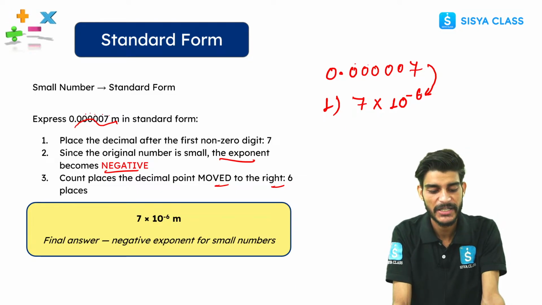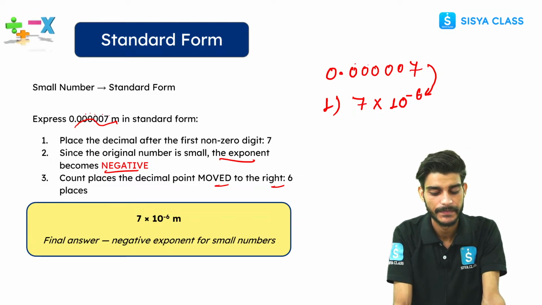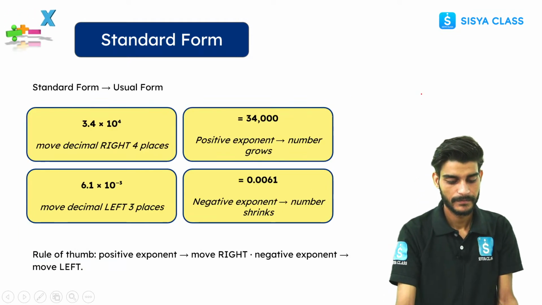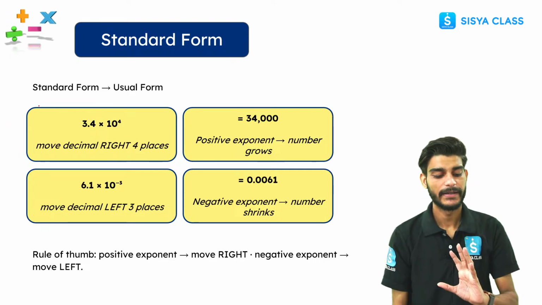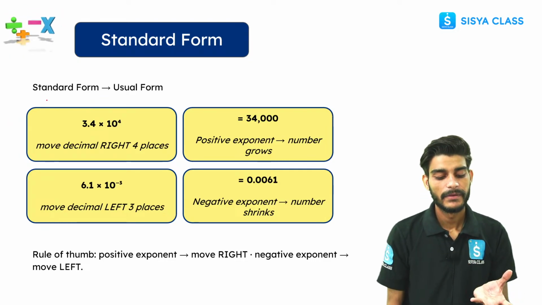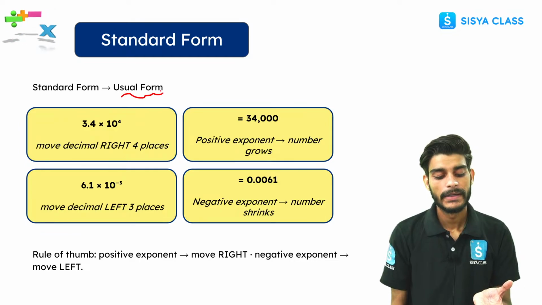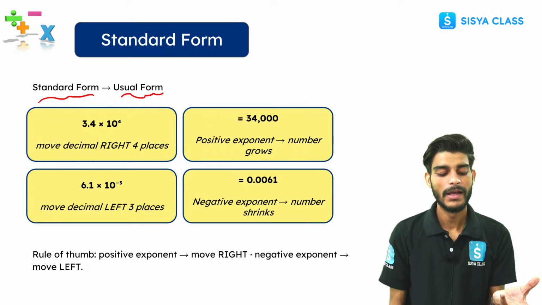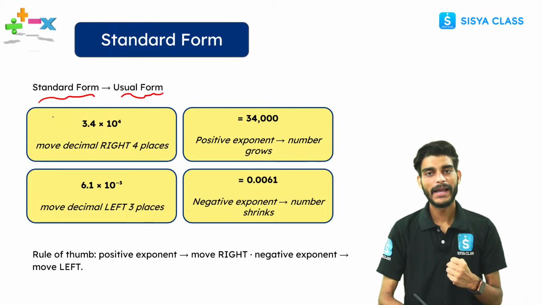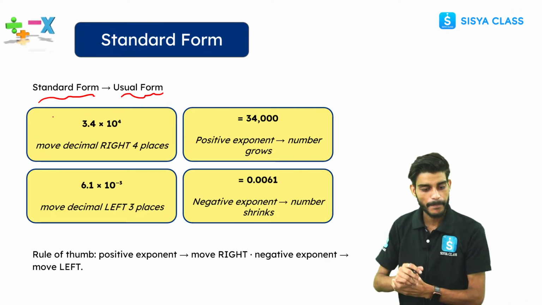We have done the majority part of this chapter now. Okay? We are only left with the questions. Now let's come to the reverse part. What have we done till now? We have written the usual form in the standard form. Now I'll take the standard form and write it in the usual form.